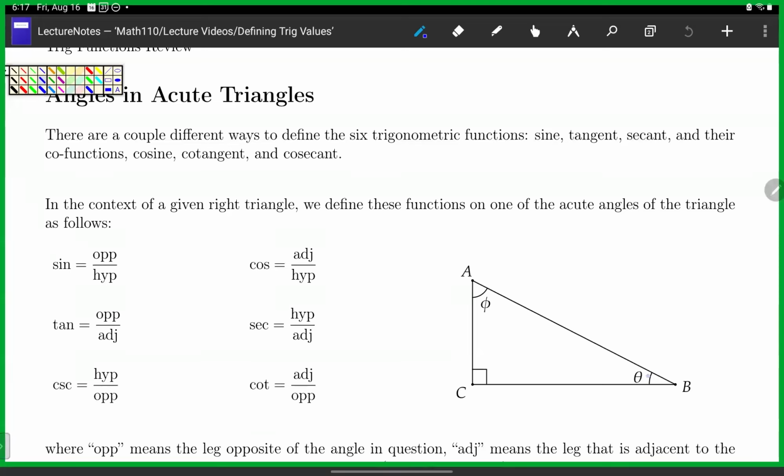of the triangle. So for example, using this angle theta here, the triangle has 3 different sides. The 2 legs are the sides that are adjacent to the right angle, and then the side that's opposite of the right angle is called the hypotenuse. So this is the hypotenuse. And then relative to this angle theta, there is the leg that is opposite of theta, and there is the leg that is adjacent to theta.